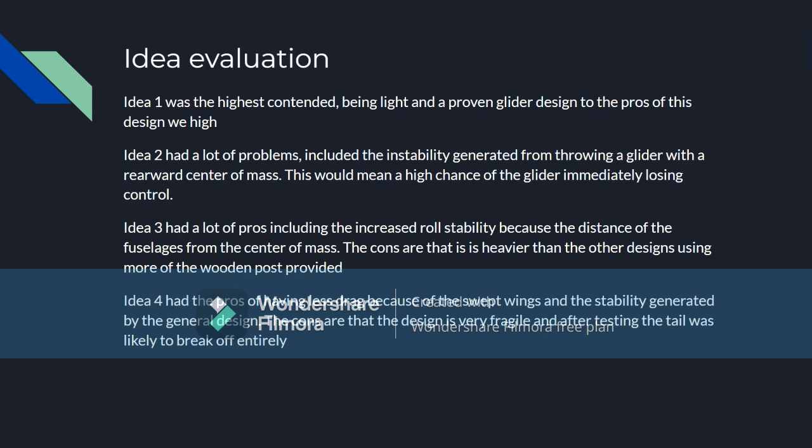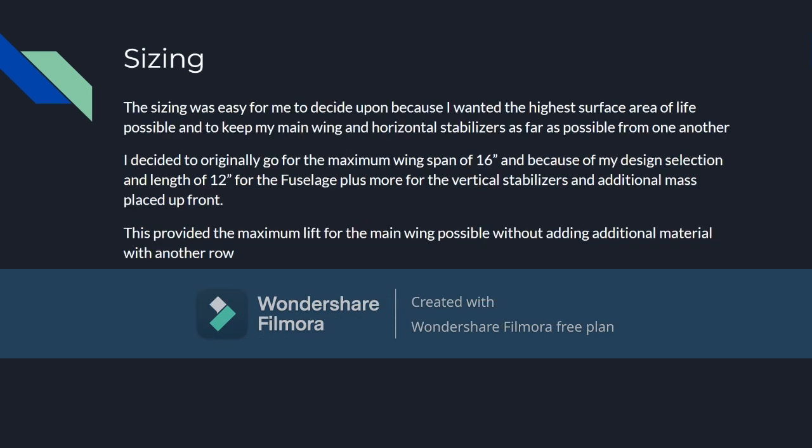Idea 3 had a lot of pros, including the increased roll stability because of the distance of the fuselages from the center of mass. The cons are that this is heavier than the other designs, using more of the wooden post provided. Idea 4 had the pros of having less drag because of the swept wings and the stability generated by the general design. The cons are that the design is very fragile, and after testing, the tail was likely to break off entirely.